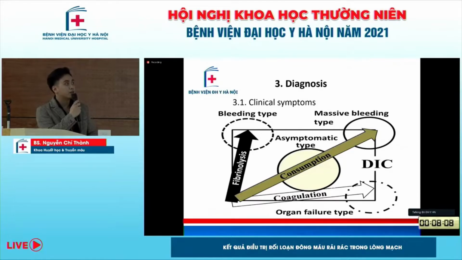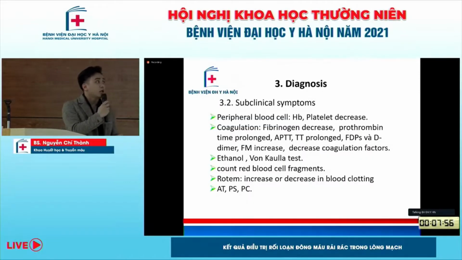It can have really diverse clinical symptoms, so it can be the bleeding type or the organ failure type. About the subclinical symptoms, DIC usually shows abnormalities in tests, especially in peripheral blood cells. We can see the platelet count decrease or abnormal coagulation, such as fibrinogen decrease or prothrombin time prolonged.